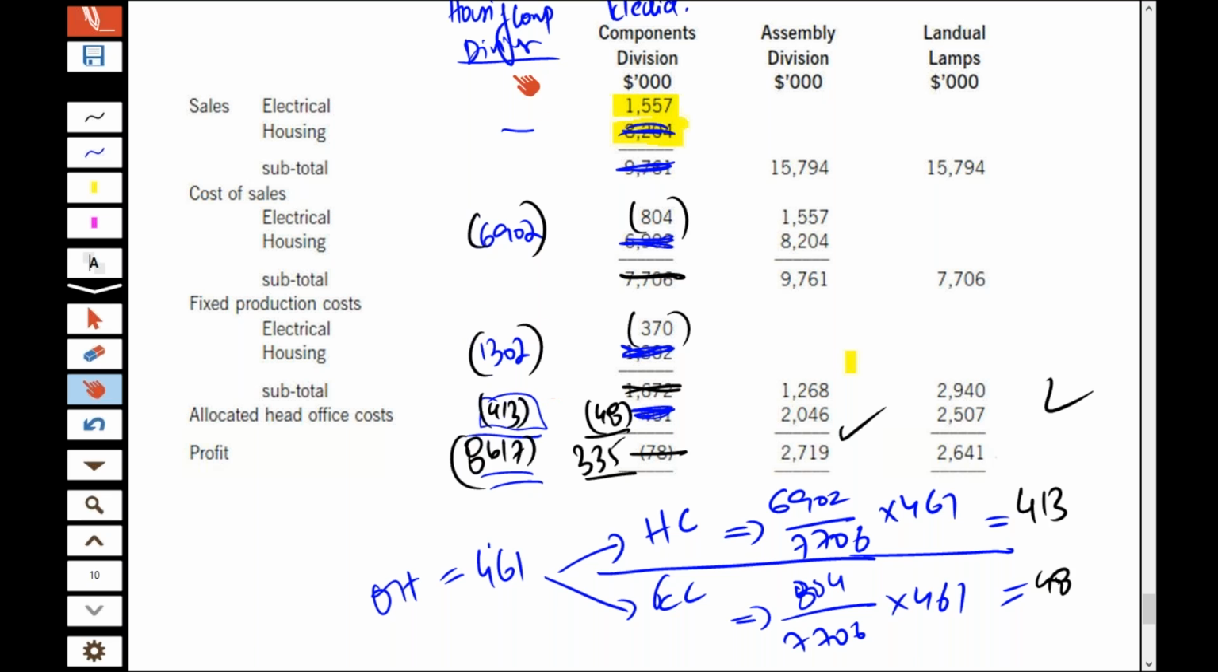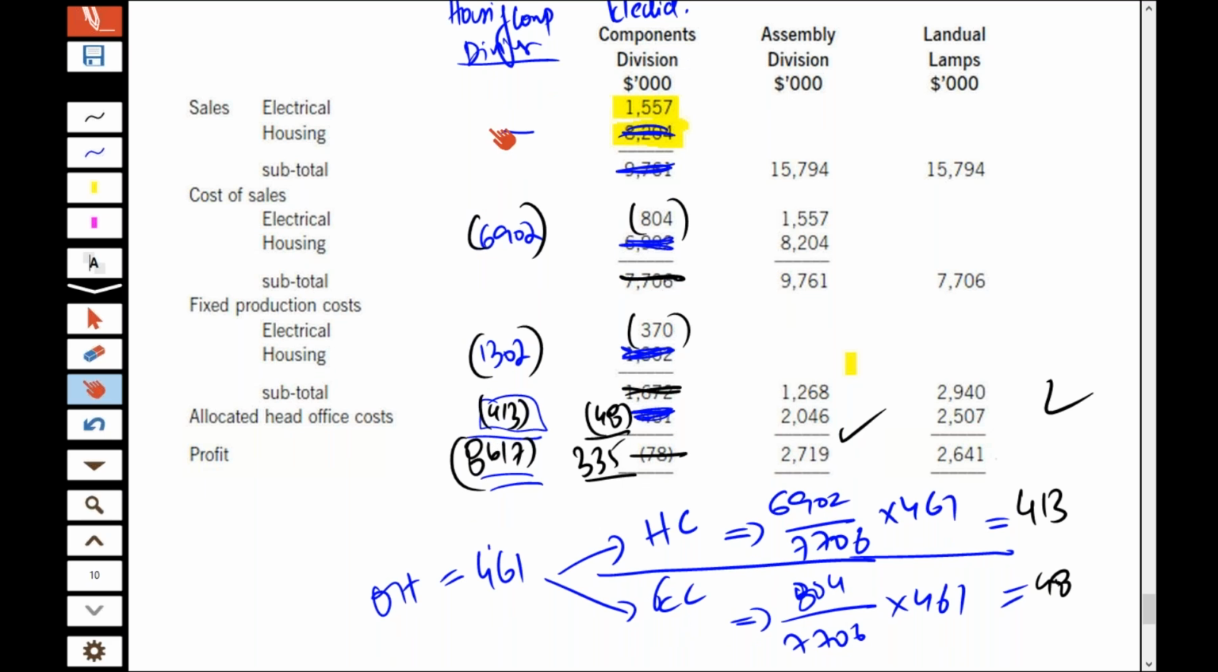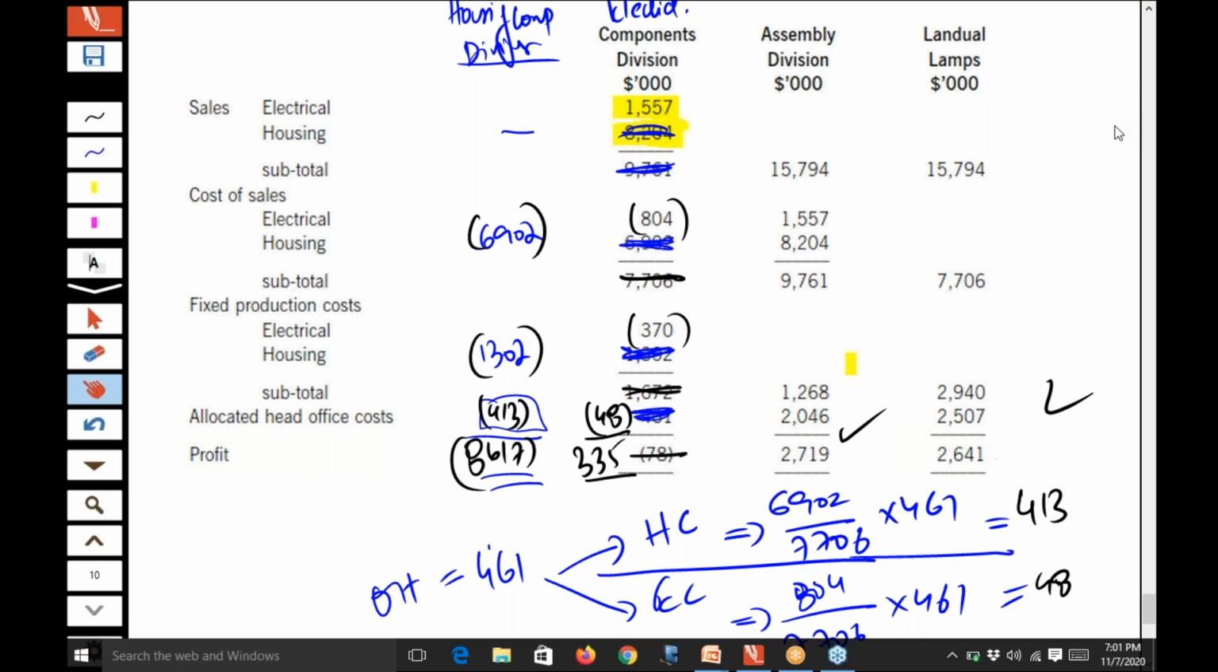The housing component, it's a bit demotivating for the housing division that they are being converted into a cost center, because they are the main source of revenue for the whole entity, and they are being treated just like a call center, as a cost center, which probably is of no use for the organization. So it could have an adverse impact on the division's motivation.